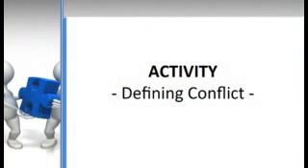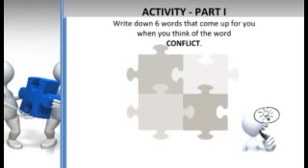Before we move ahead with our next module, let's see how you define a conflict. You will need a pen and paper for this activity. The first part of this activity requires that you write down 6 words that come up for you when you think of the word conflict. These words can be a synonym, a metaphor, a noun, a verb, adjective, adverb, your choice. It's what comes up for you when you think of conflict. Simply take a moment to write down those 6 words. We will revisit this activity in an upcoming module.